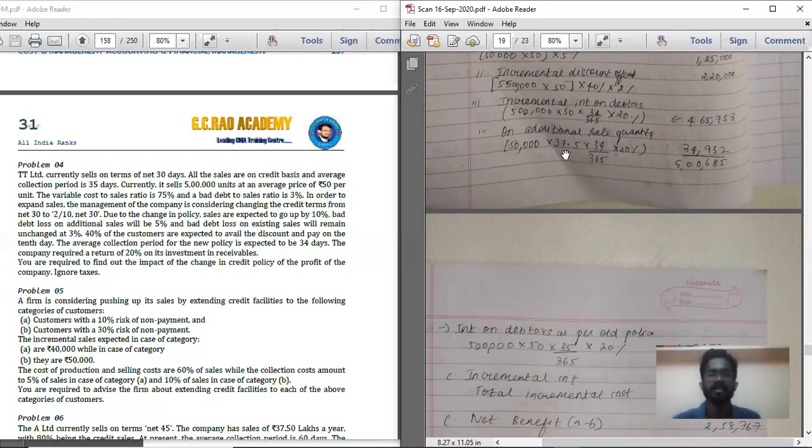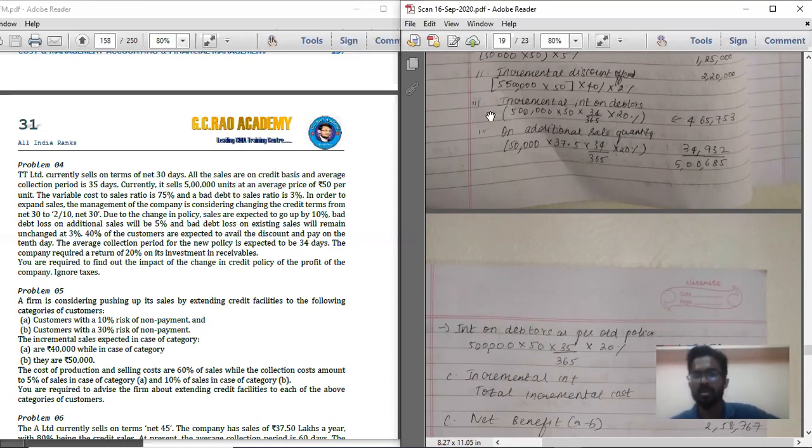Incremental interest on debtors, we should always calculate on the cost, that is the total cost put in for the debtors. On that amount only you should calculate the interest on incremental debtors. But if we don't know the fixed cost, we calculate on the sales. So here we are calculating on the sales because we don't know the fixed cost. Whereas for the additional sales quantity, we know there is no fixed cost, so we calculate on the variable cost ratio. Simple.